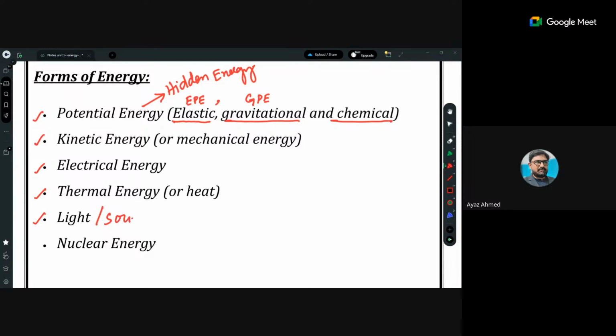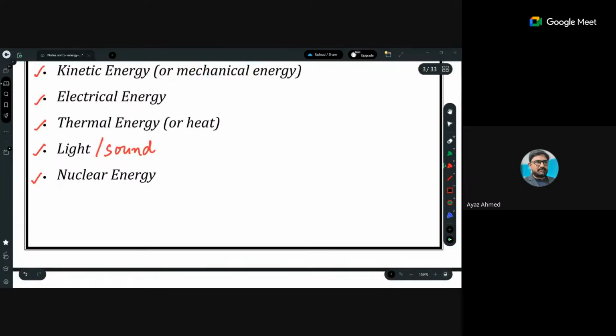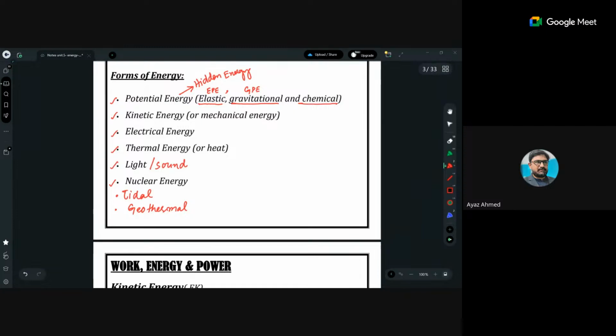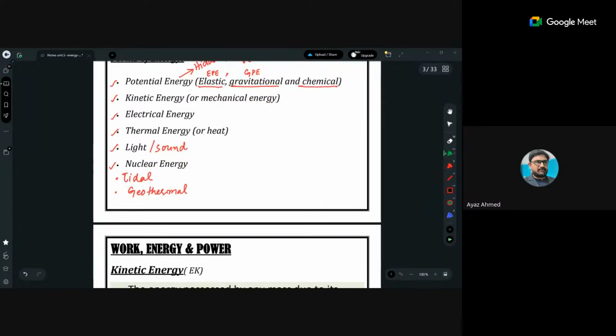There are so many. I have not listed all of them. Mostly the energies which are available: nuclear energy, then you have tidal energy, right? Then you have geothermal energy. There are so many further classes. Yes, sir. Okay, is it clear to you, or is there any other name in your mind for the forms of energies?